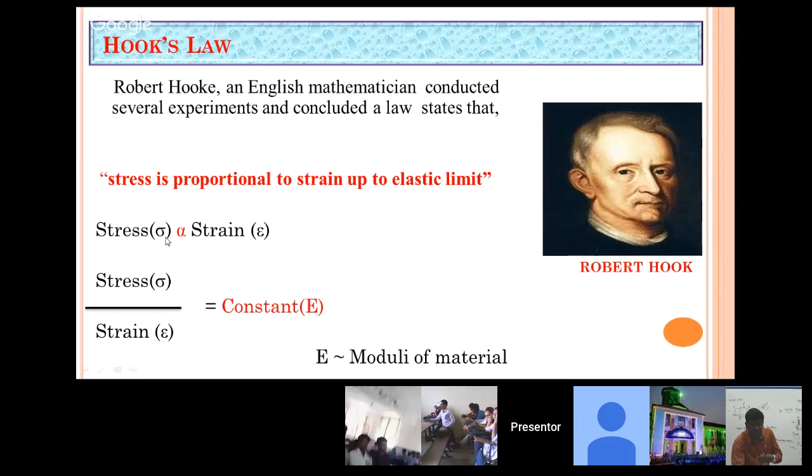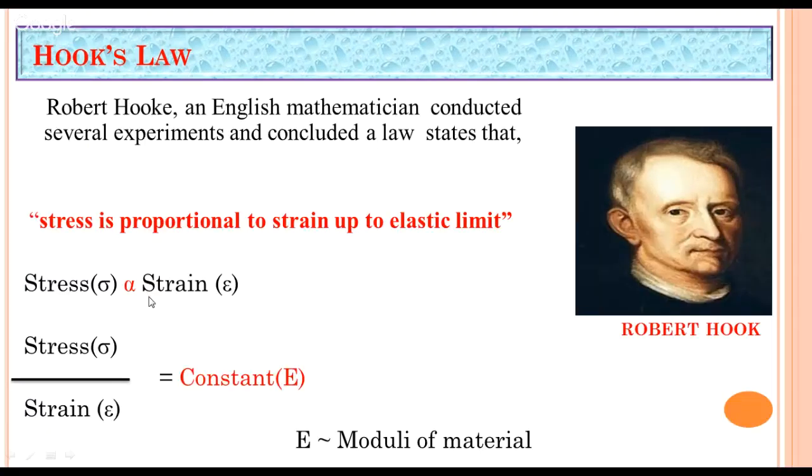When the stress induced due to the action of more load increases, the strain that occurs also increases. Then the ratio of stress by strain will give you a constant called the proportionality constant. It is also called the moduli of material. This moduli of material is different for different materials and different types of stresses. We'll see that later.